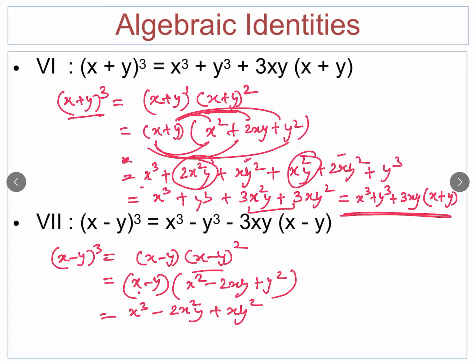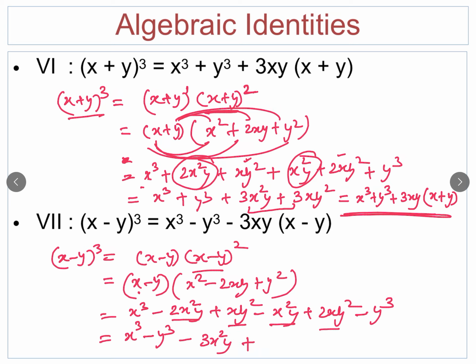After that we have minus y into x square will be minus x square y, then minus y into minus 2xy will be plus 2xy square, then minus y into y square will be minus y cube. Okay, first we'll write it as x cube minus y cube, and this will be minus 2x square y and minus 1x square y will be minus 3x square y, and we remain with this xy square and 2xy square.